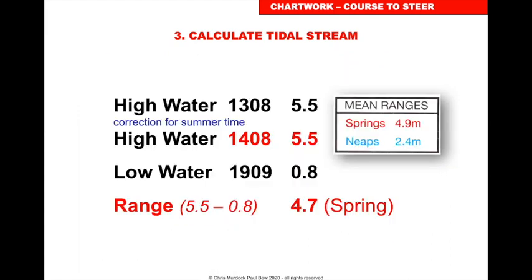So high water 1308, height 5.5. We add the hour for summertime, so high water becomes 1408, height 5.5. Low water 1909 and a height of 0.8. The range is the difference between the high and the low, so it's 5.5 minus 0.8, which is 4.7 meters. If we look at the box in Victoria tidal curve on the top right hand side, we'll see mean ranges, springs 4.9, neaps 2.4. So where it says springs there, our range is 4.7, so that equates close enough to springs, so we take it from the springs rate.